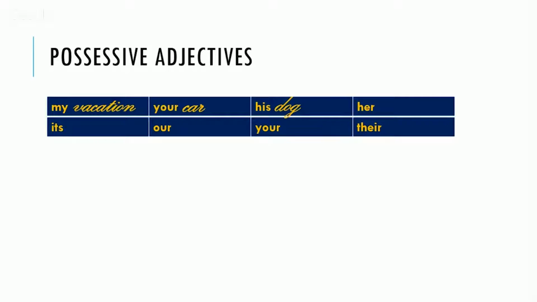His dog. Dog is the noun. His is the possessive adjective. So the dog belongs to him. That's what that possessive adjective his describes.